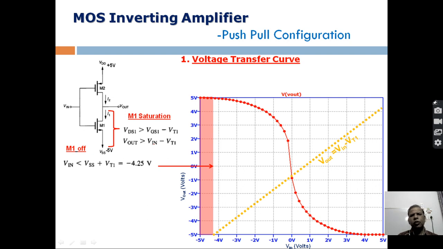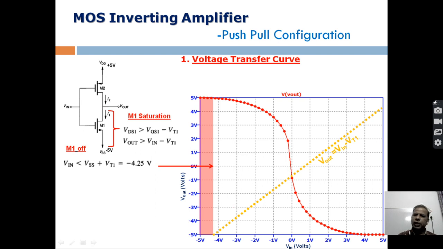For drawing this line, we find out this V in minus Vt1 for different input voltages. For example, if V in is 0, at that time this is minus 0.75. So you can see at 0 this is minus 0.75. If V in is say 1 volt, at that time this is 1 minus 0.75, so it is something like 0.25. So when the input voltage is 1 volt, this is 0.25, something like this. So for different input voltages we can find out this condition and we can draw this line.